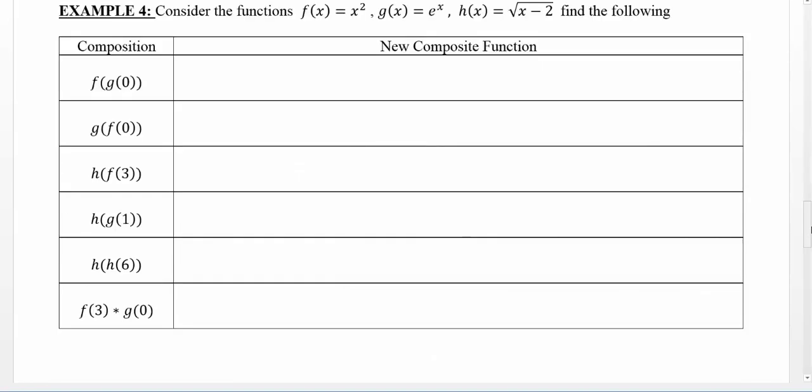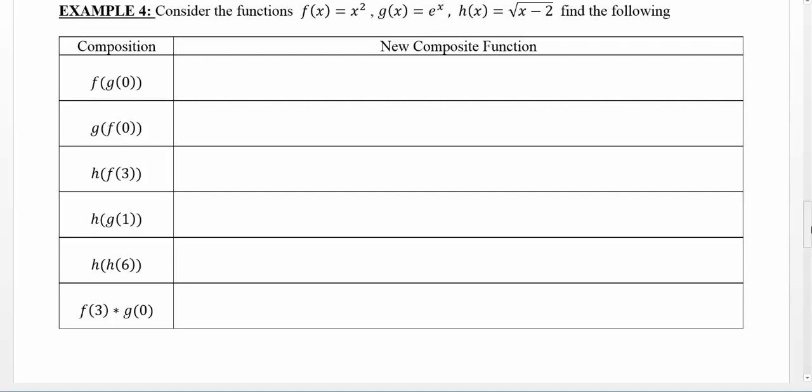Example 4. Consider the functions f of x equals x squared, g of x equals e to the x, and h of x equals the square root of x minus 2. Now we want to find the following. Notice that all the compositions that we're going to look for in this particular problem no longer have an x in the middle, which means we are no longer plugging functions into functions. Instead, we are looking for numerical outputs. We're plugging numbers into functions, and when we plug numbers into functions, we expect numbers as answers.